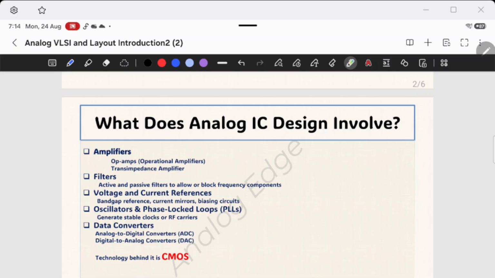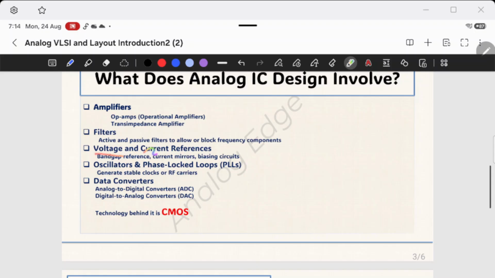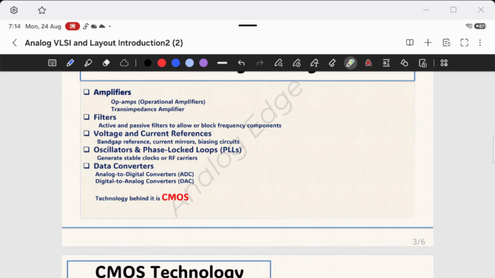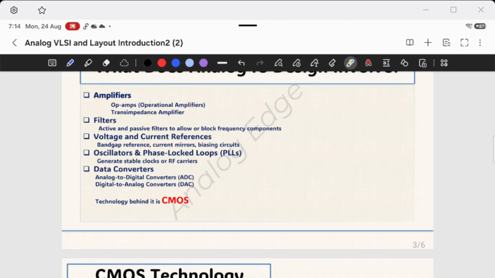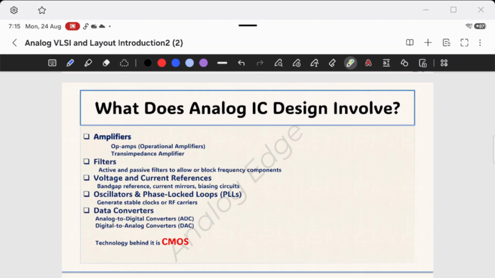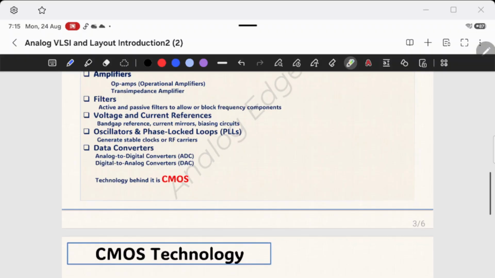These filters can be active or passive, to allow or block frequency components. And there are on-chip voltage and current references, such as bandgap reference, current mirror, and biasing circuits. We also need to generate stable clocks, which can be done by oscillators and phase lock loops. We need to convert analog data to digital data and digital data to analog data, which is achieved by data converters. The technology behind all of this analog IC design is CMOS. There are various other technologies as well, but CMOS is the predominant one.